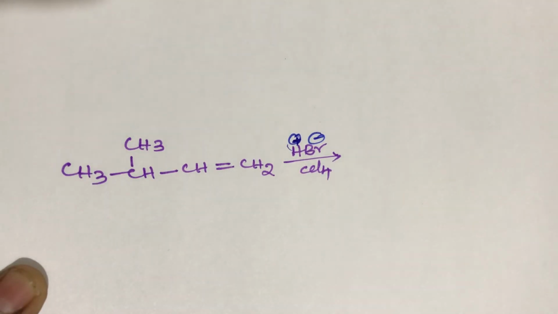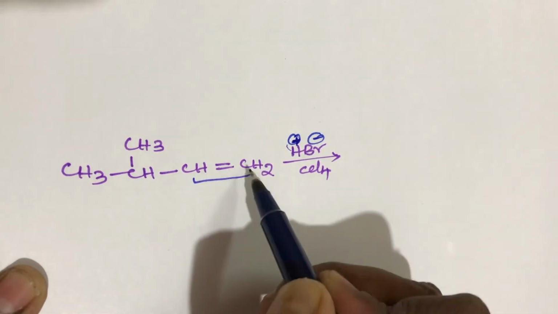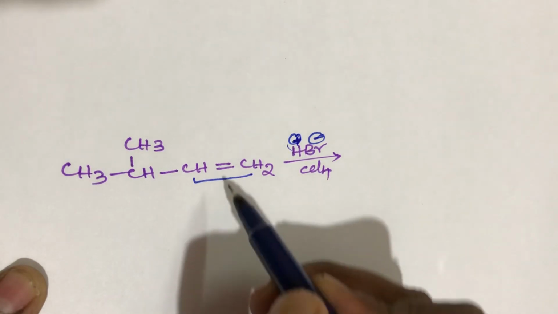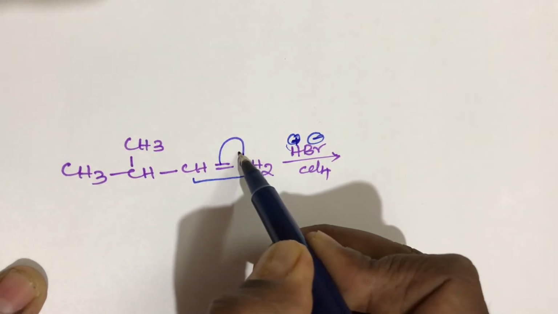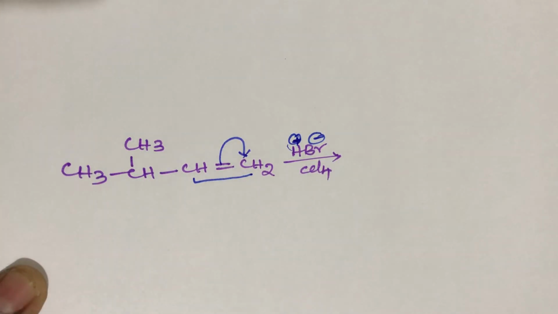So here, what to do in the first step? This is the double bonded carbon. In the first step, the bond breaks. So here this bond shifts towards the right hand side only. Why? Because on the left hand side an isopropyl group is there.